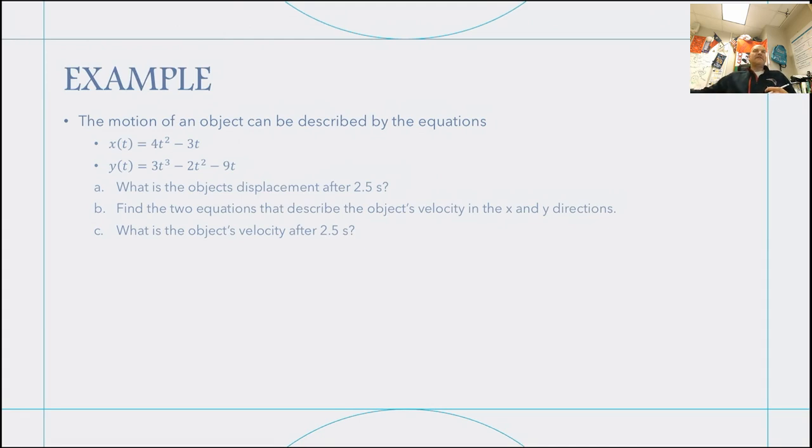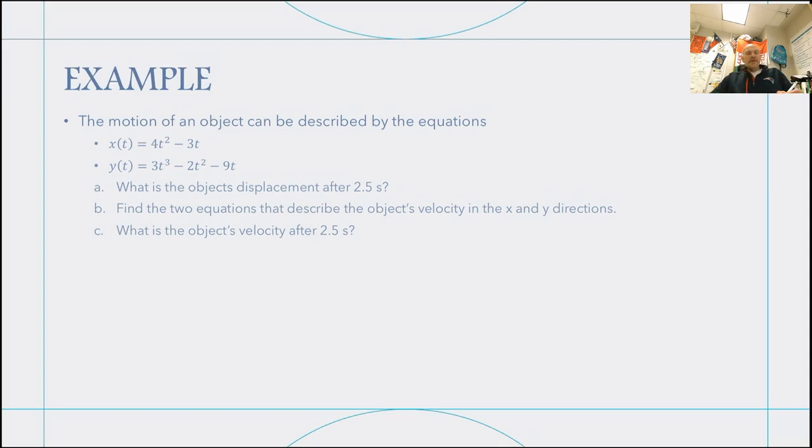Okay, here's our example problem. The motion of an object can be described by these two equations. x of t is equal to 4t squared minus 3t. y of t is equal to 3t cubed minus 2t squared minus 9t. Part A is asking us for the displacement after 2.5 seconds. Part B is asking us for the two equations that would describe the object's velocity in the x and y directions. And C is asking for the velocity.